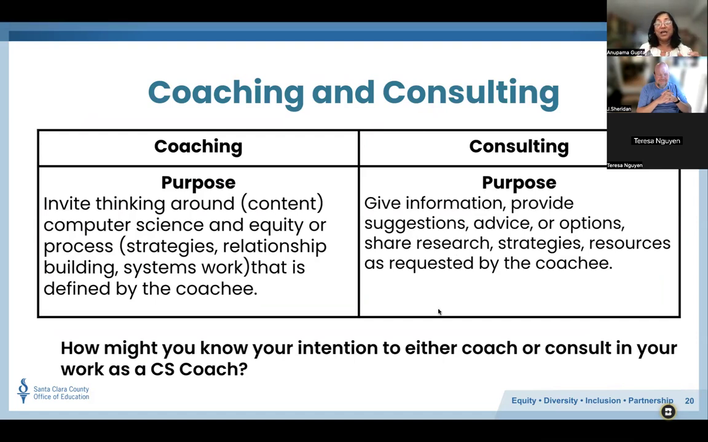The purpose is when you invite thinking around content, and that could be here computer science and equity, or processes, like you are asking them, how do you think you can solve this problem? What are some strategies that have worked for you before? What do you think? So you are just having them dig deeper and think about strategies, about relationship building, about what systems worked before. What do you think? Do you think this could work in this situation? And that is defined by the coachee. So the coachee is kind of leading their own learning. You are just there to guide their thoughts.